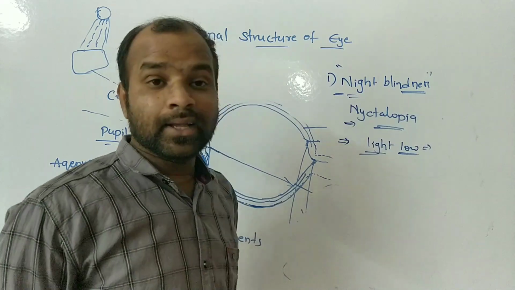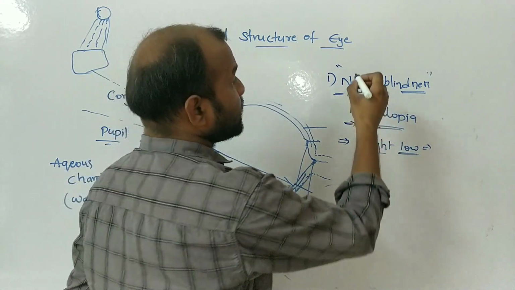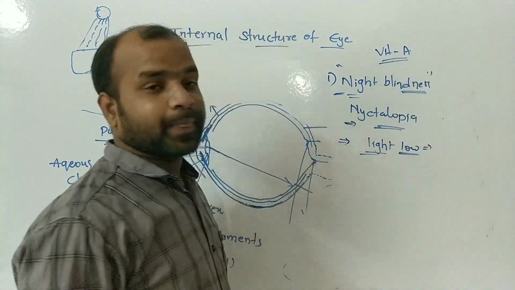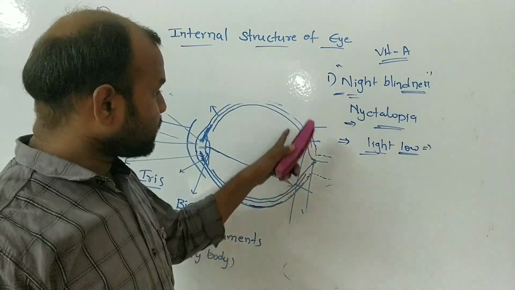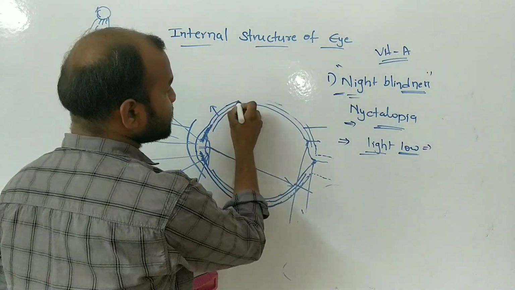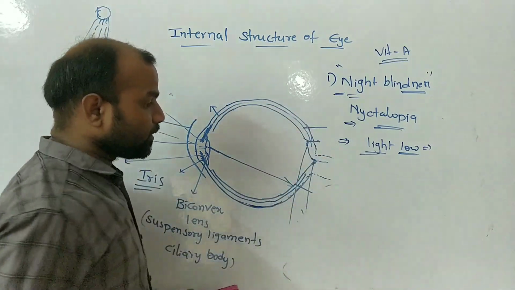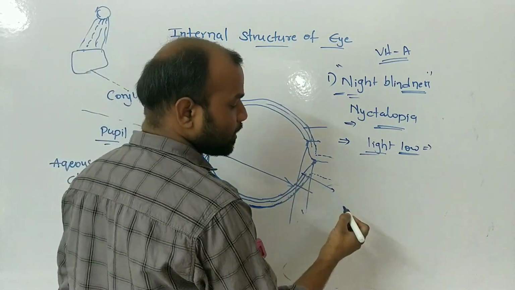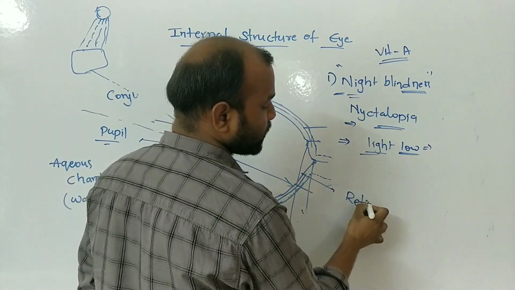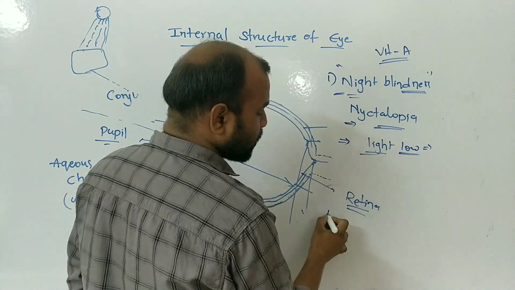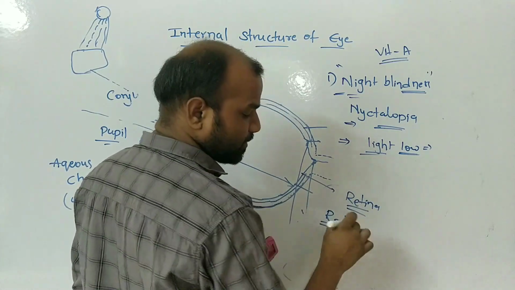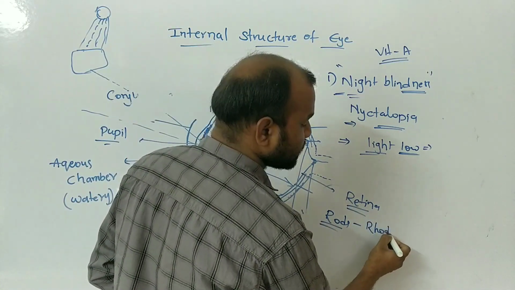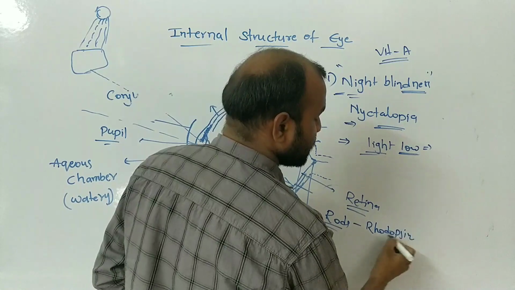Night blindness is due to a deficiency of vitamin A, that is, retinol. In the retina of the eye there are different pigments, contained in the rods and cones, as we have discussed up to now. The rods contain the pigment rhodopsin.